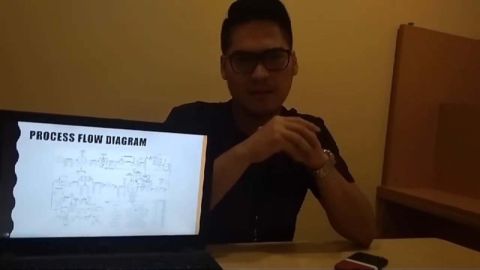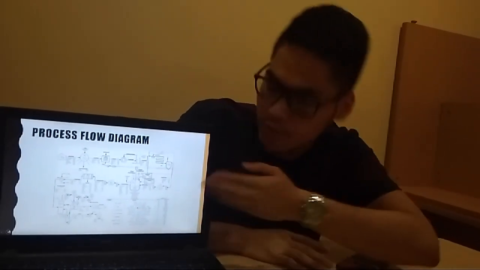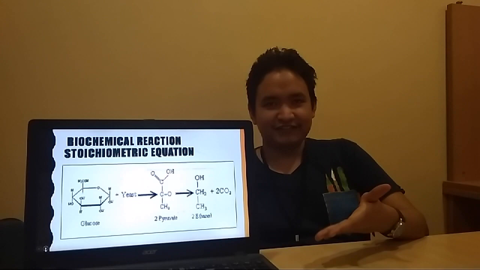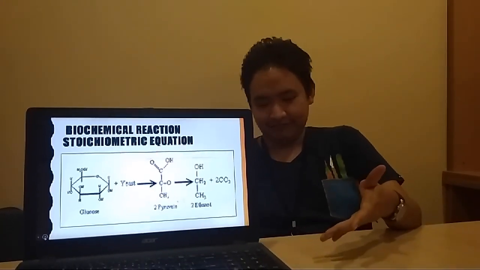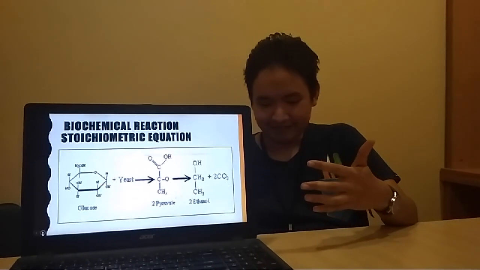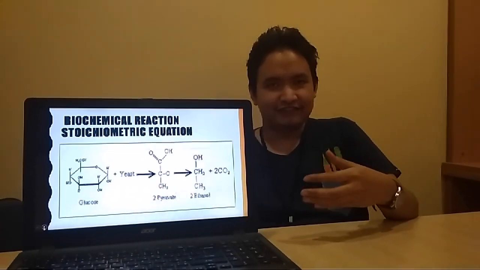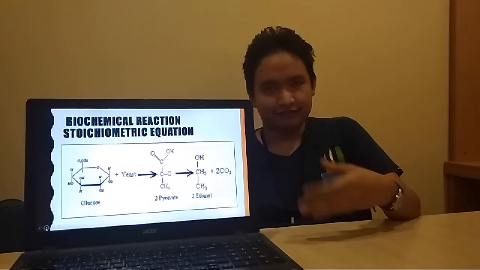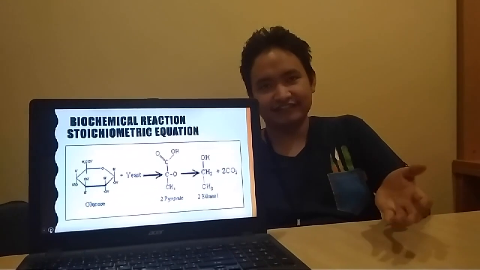This is a sample of a process flow diagram regarding the production of bioethanol. There are several processes available, and this is just one of those examples. This is the biochemical reaction used for the production of ethanol from banana peels. First, we take the glucose from the banana peels, and then we add the yeast to ferment the product, and then it is converted to pyruvate, and then to ethanol, which is the product.